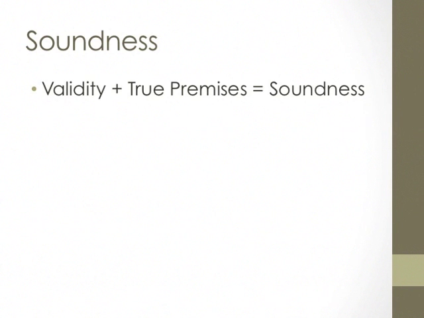So an argument is sound if and only if it is valid and it has true premises, right? So you must have these two conditions. First, validity, and then truth of the premises. From this, it follows that you can't have a sound argument that is invalid, because the notion of soundness presupposes the notion of validity.